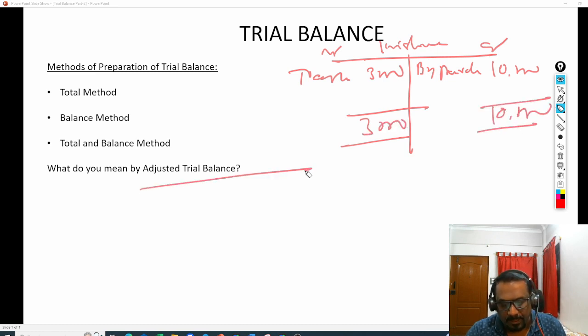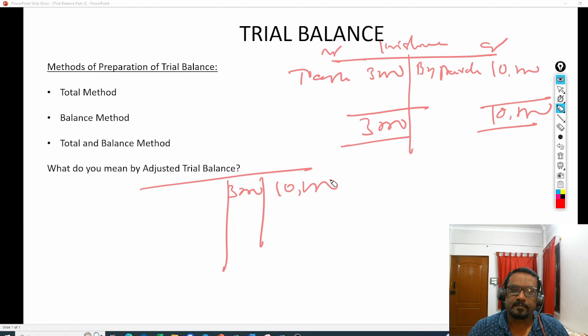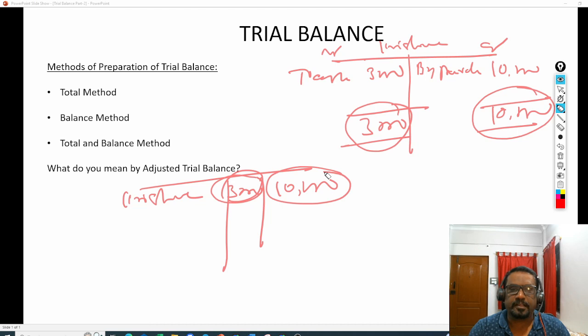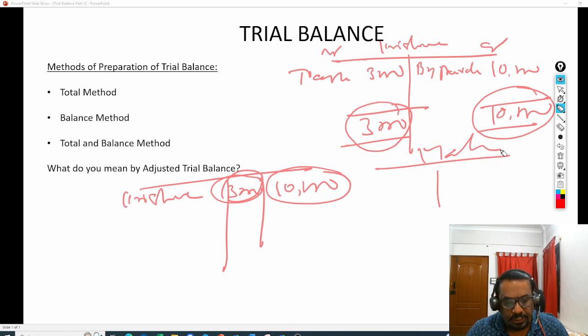Then I go to the trial balance. Debit total 3000, credit total 10,000. So we are just entering the totals of debit and credit. Here we will write Krishna, debit total 3000, credit total 10,000. Let us say I purchased a machinery account. Machinery I purchased for 1 lakh and I sold 10,000 of machinery.